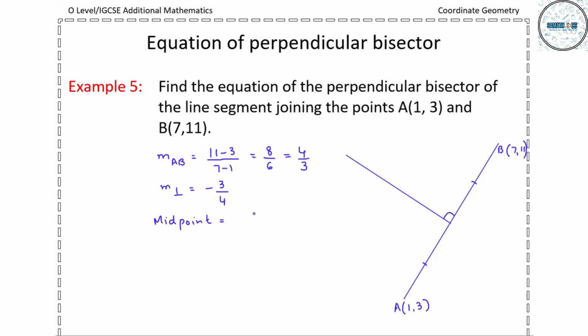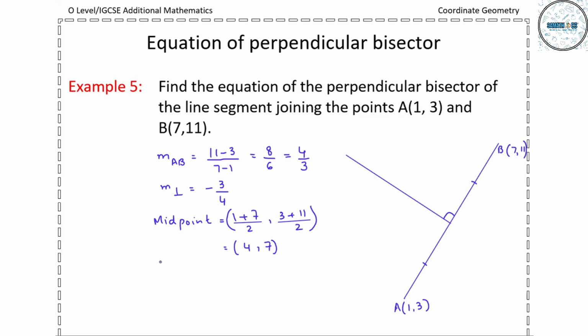Midpoint is equal to 1 plus 7 upon 2, comma, 3 plus 11 upon 2. One plus 7 is equal to 8, and 8 divided by 2 is 4. So we have here 4, comma, 3 plus 11 is 14. 14 divided by 2 is 7. 4, comma, 7.